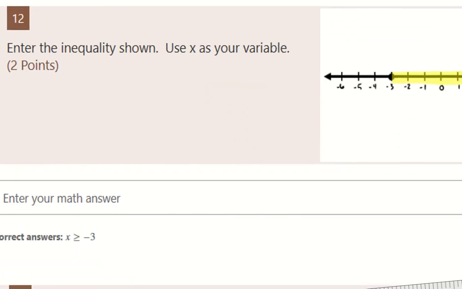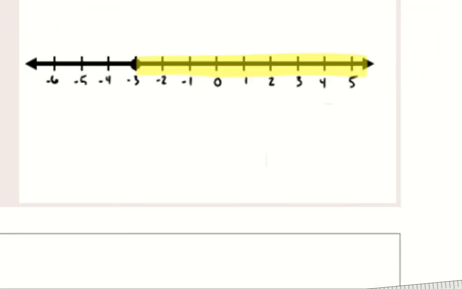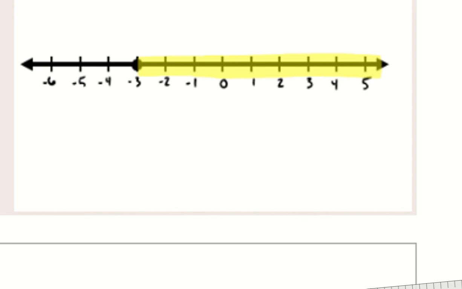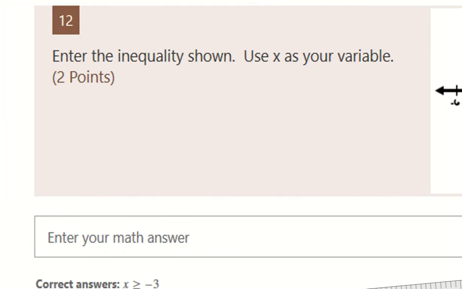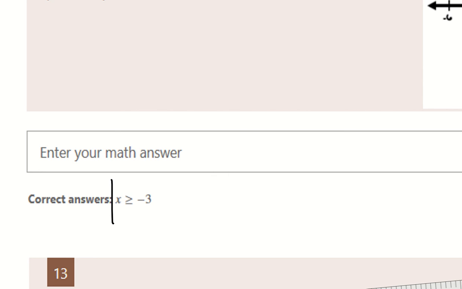Enter the inequality shown. Use x as your variable. That was confusing, but then I got what I'm talking about. So on this one, x is my variable. And you can see, because this is a solid dot, it's going to have the or equals to in it. And also because it's shooting off to the right, we're going to say that x's are greater than or equal to this boundary, negative 3. So this is x is greater than or equal to negative 3. And that types in pretty nice using the math tools. When you type it in, it'll make it look exactly like this.